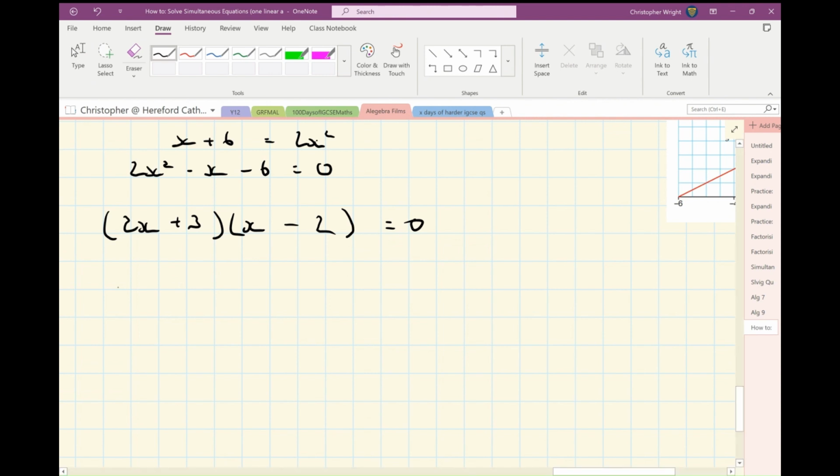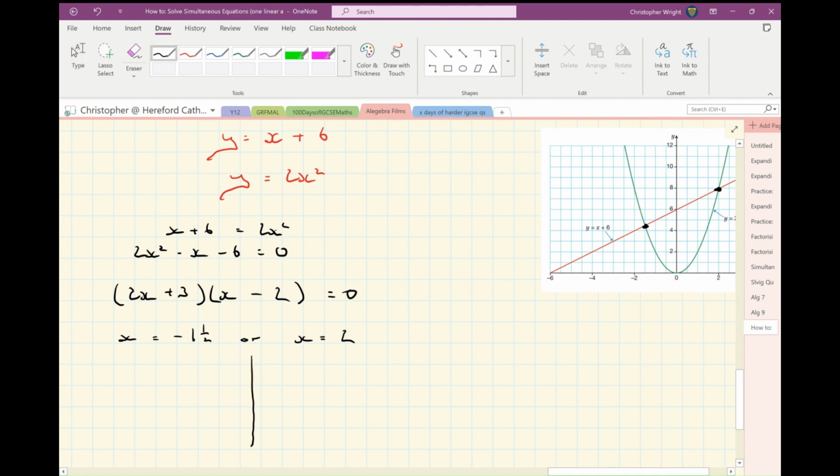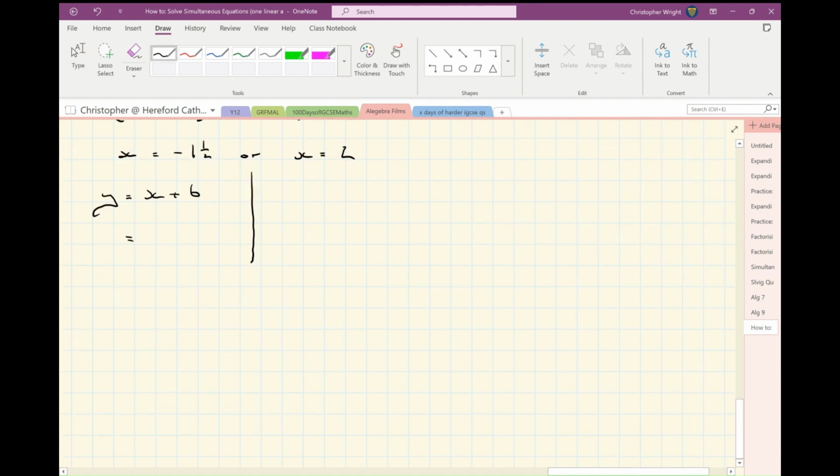So now I need to find my values for x. To make the first bracket equal to 0, x is going to have to be minus 1.5. And to make the second bracket equal to 0, x has to be 2. And now for each of those, I can find my value for y, because I know that y equals x plus 6. If x is minus 1.5, then y will be minus 1.5 plus 6, which is 4.5. That gives me the solution x equals minus 1.5 and y equals 4.5.